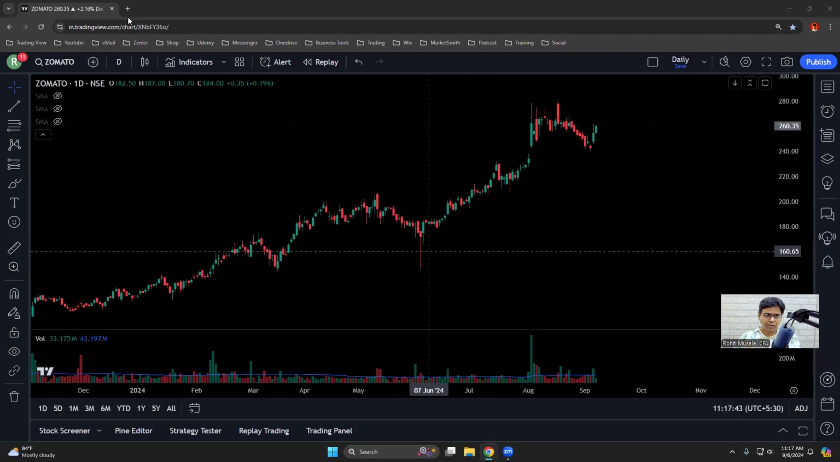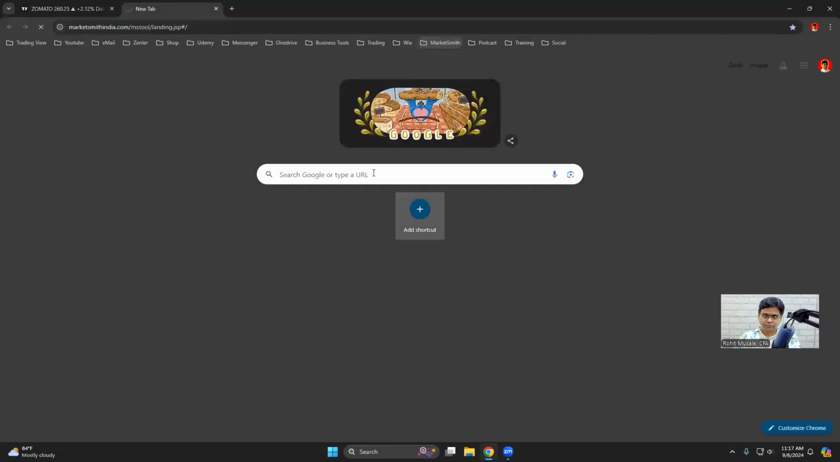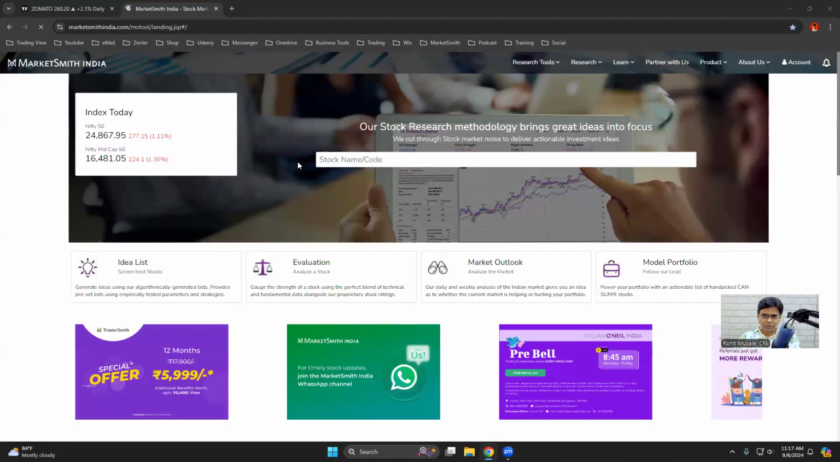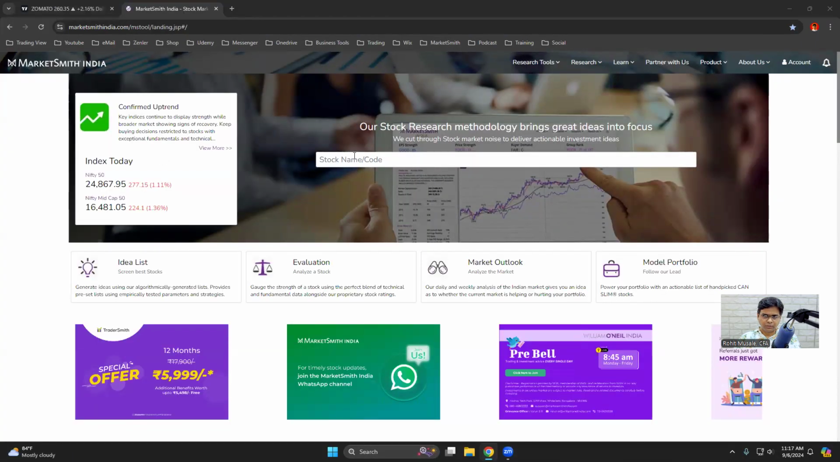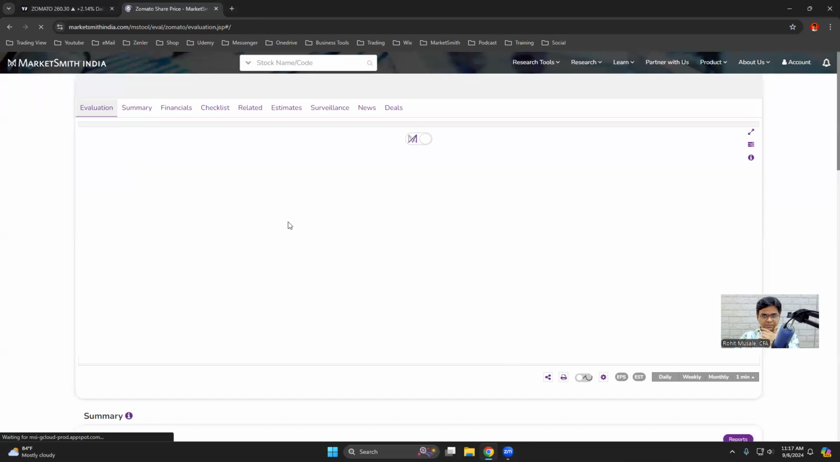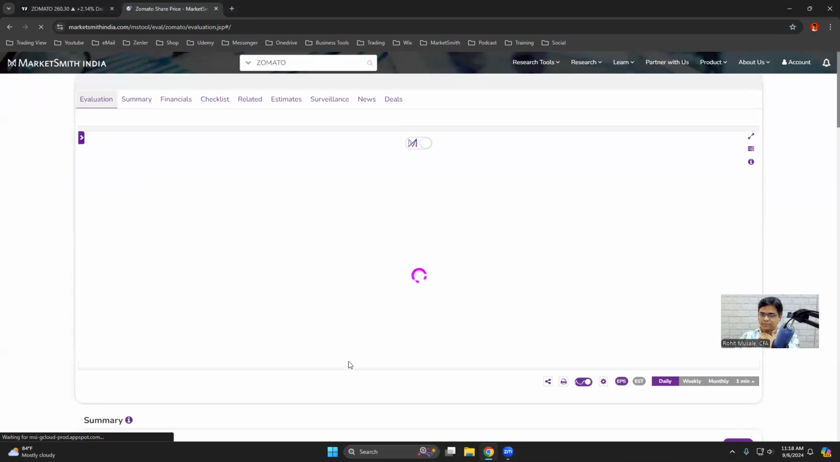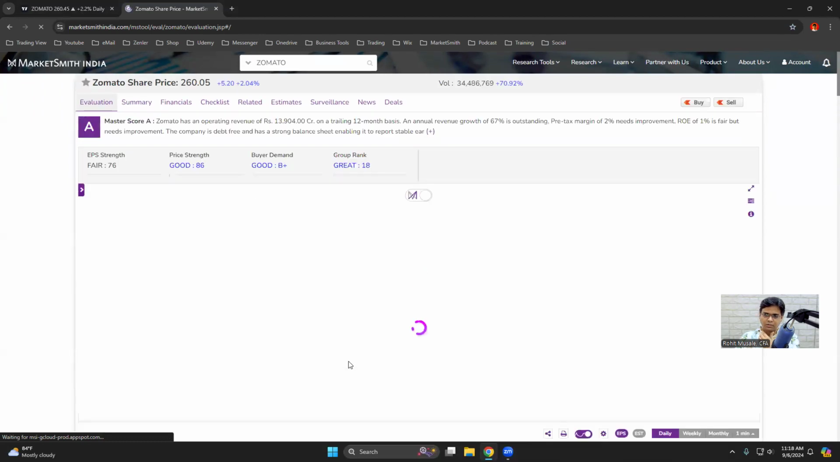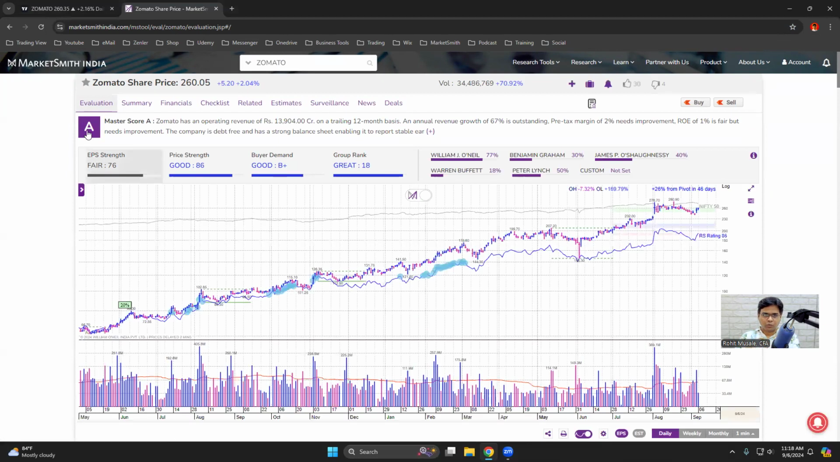So let's go to MarketSmith. This is the MarketSmith India website. Let's open any stock. So this is Zomato. Let's open Zomato. So this is what you get. Now the master score in MarketSmith India comes in two versions. One is this A here. See, this could be A, B, C, D, or E.